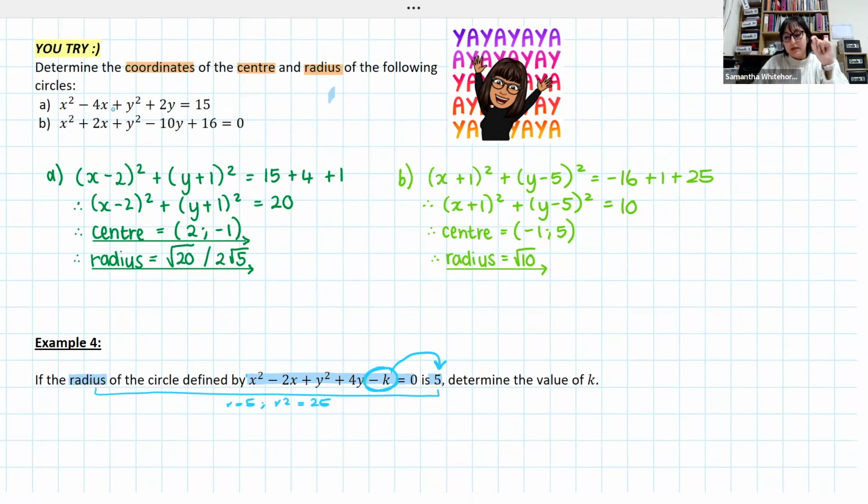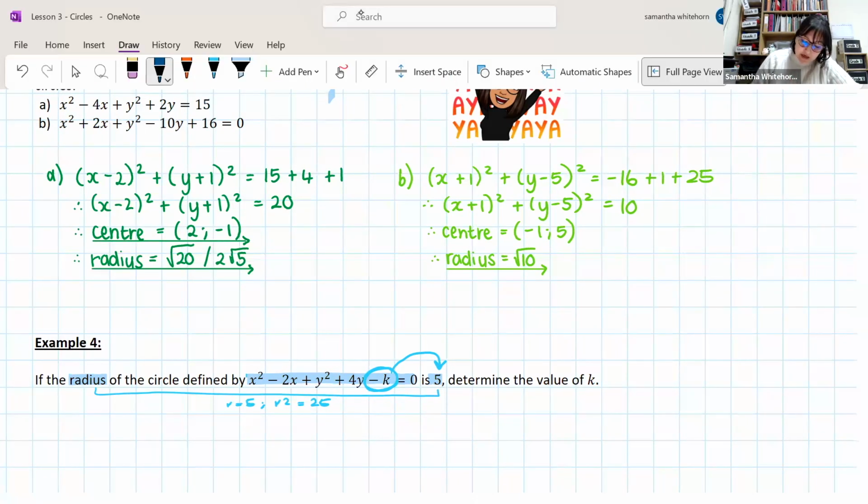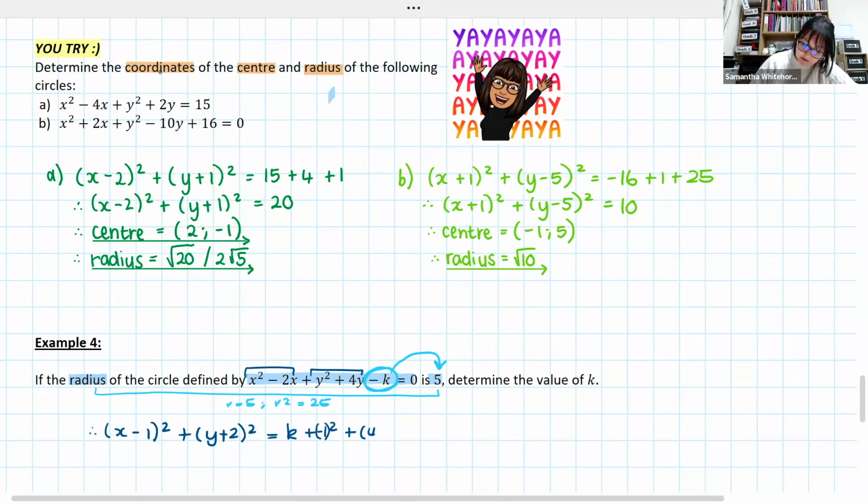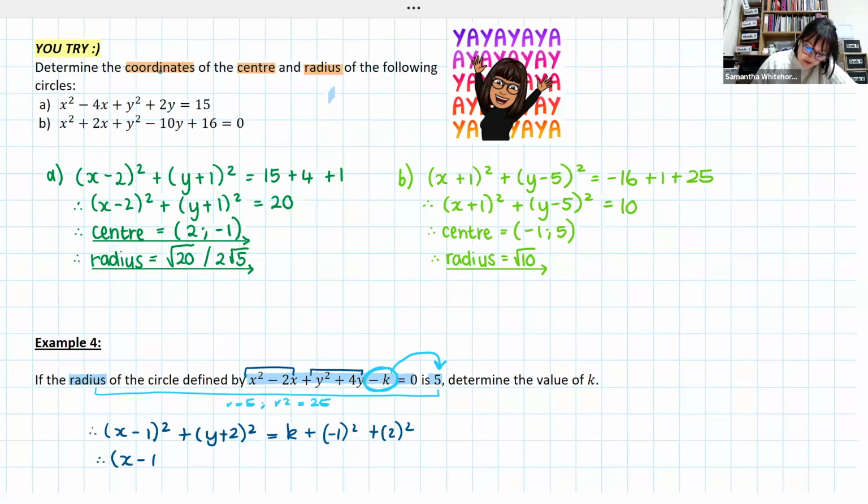Now, what we need to remember is, in order for us to find information out about our radius, we have to complete the square. So I'm going to have to complete the square here, but we know how to do that. I am going to just do this quickly. You're grouping your x terms, you're grouping your y terms, you're taking the k over. So it's x minus 1 squared plus y plus 2 squared is equal to positive k plus 1 squared plus, or negative 1 squared plus 2 squared. Let's just write all of that again. Plus 2 squared.